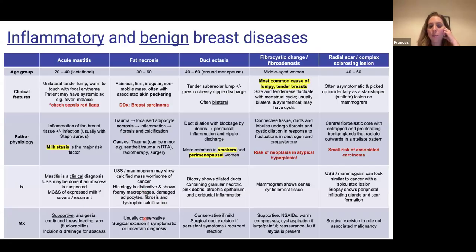And normally there's not really much that needs to be done in terms of management, but obviously your key differential here is breast carcinoma, so just beware that you're not missing breast cancer.